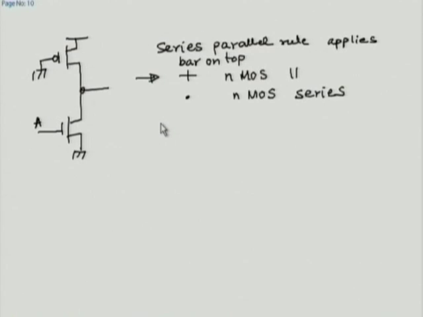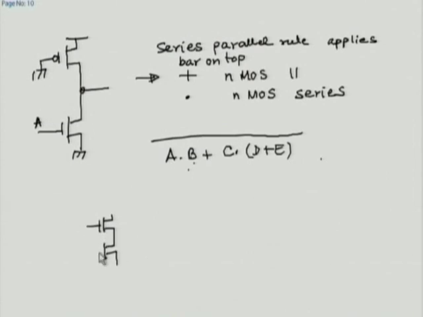Let us take our old friend, the long expression that we had implemented in CMOS logic, and let us implement it in pseudo NMOS logic. There is a bar on top, so we are fine. A dot B, that means A and B in series. Plus means this whole combination in parallel with. C dot, that means C in series with. D plus E, that means a parallel combination of D and E.